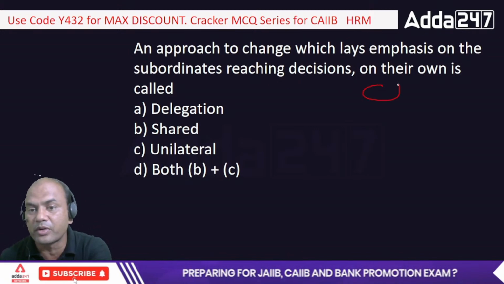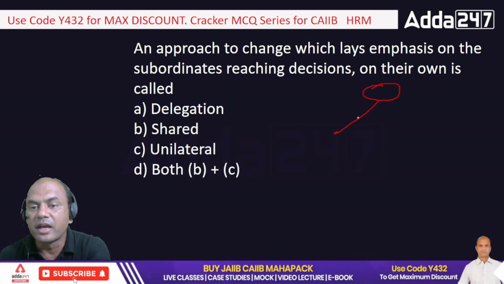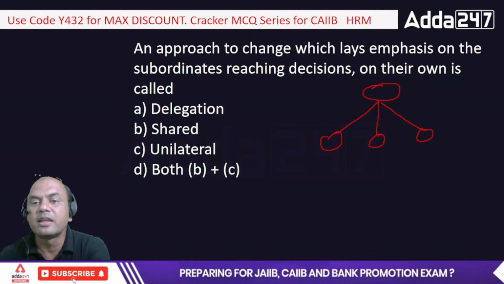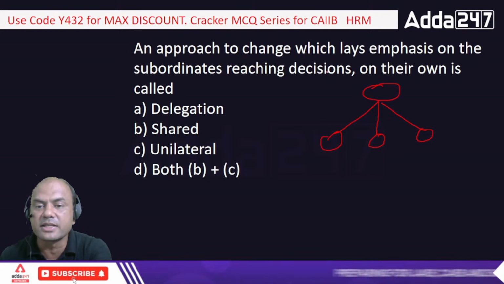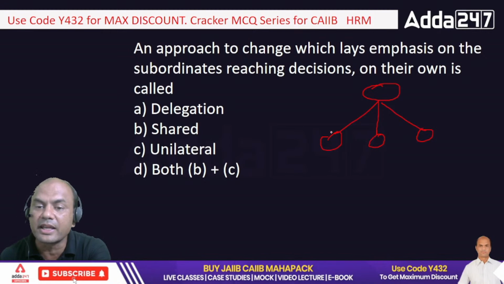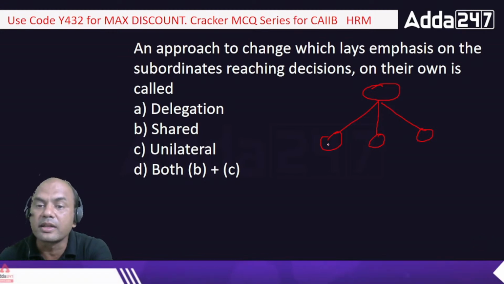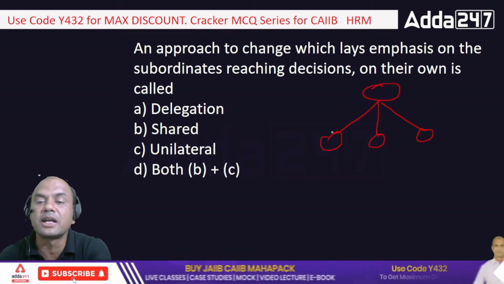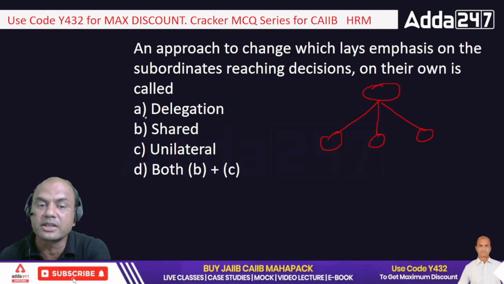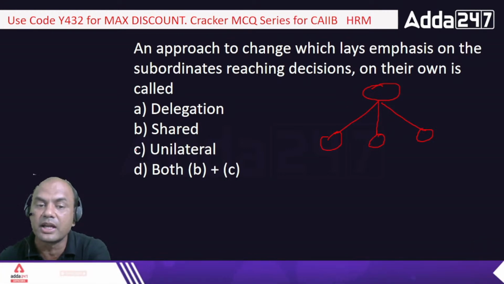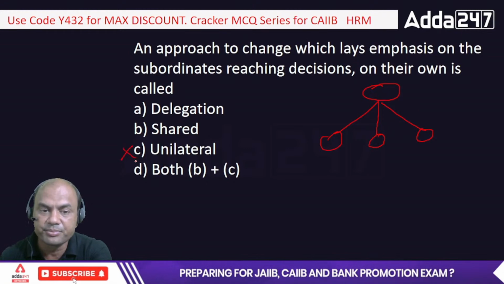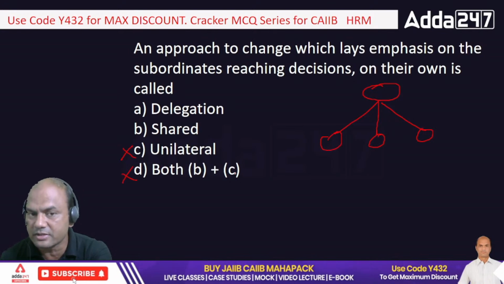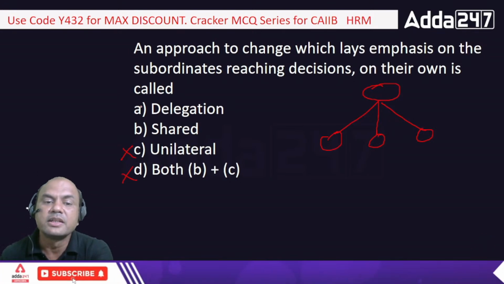See here, what did I say about this? Main task, then I give delegation to others, smaller tasks, and then I tell them to reach decisions on their own, meaning I delegate to them, you do it. How to do it is your lookout, not mine. The way of doing it should be decided by you. So what is the correct answer here? Delegation, shared, unilateral. Unilateral is out. D is out. B and C, because shared and unilateral can't be in combination. So A and B only, shared or delegation.